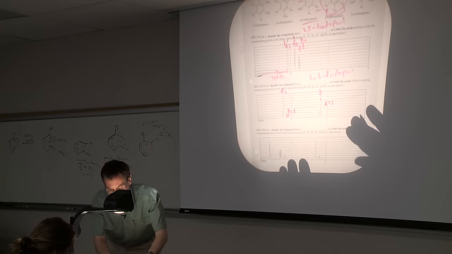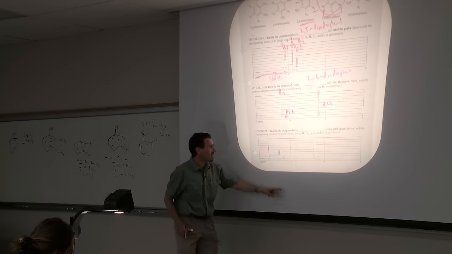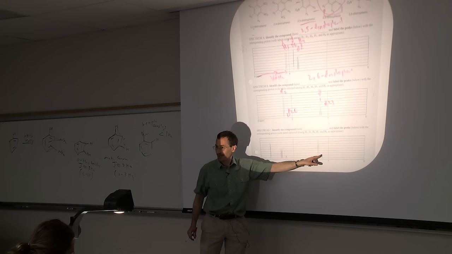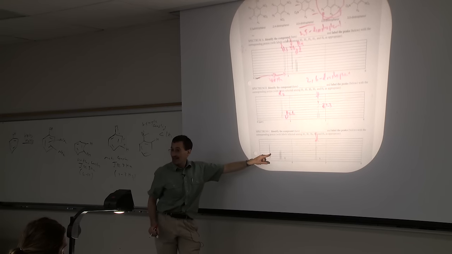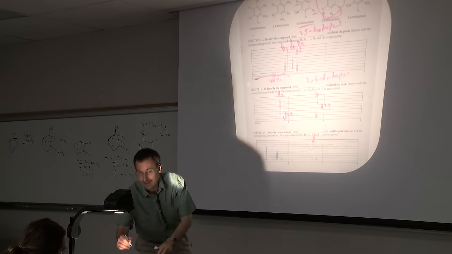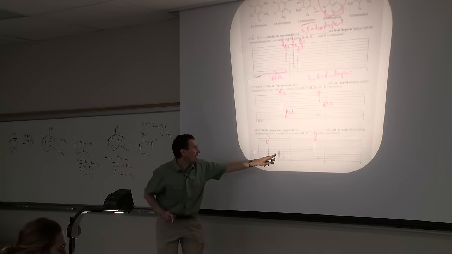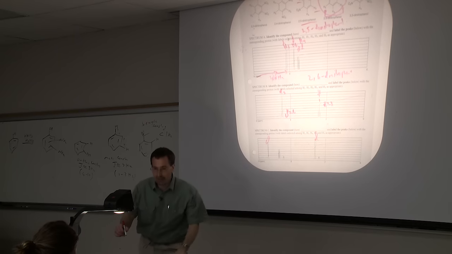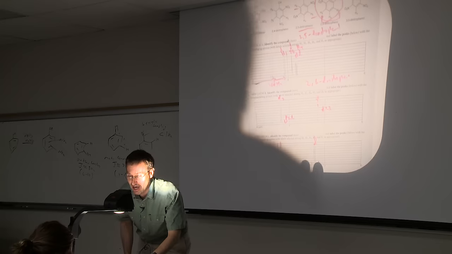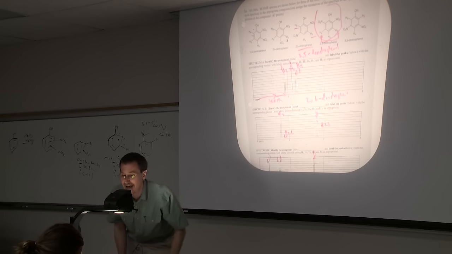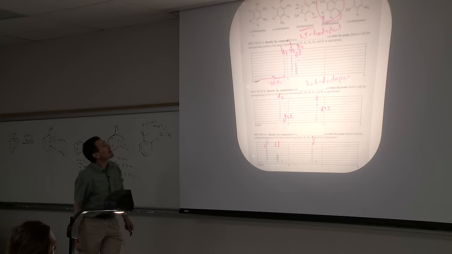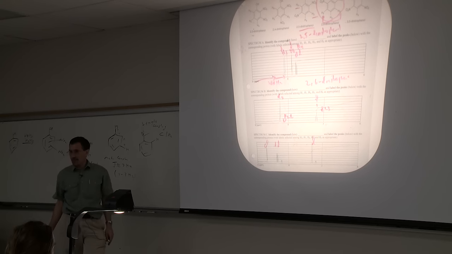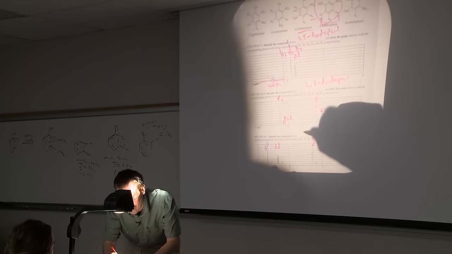All right, final spectrum. What pattern do we see? What's this? Doublet with a large size J. What's that? With a much smaller J. And what's this? Doublet of doublets with a large J and a small J. In other words, we have an orthocoupling and a metacoupling. Of the remaining molecules, which one fits the bill? 2,4-dinitrophenol.